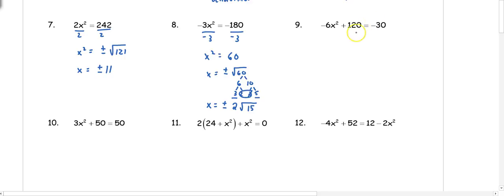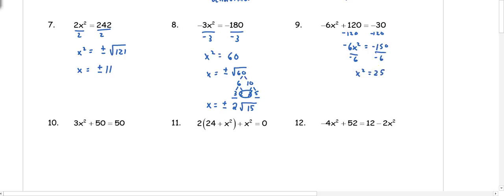Number 9, in order to get x squared by itself, first I'm going to subtract 120. So I get -6x squared equals -150. And then to get x squared by itself, I'm going to divide both sides by -6. So x squared equals 25.